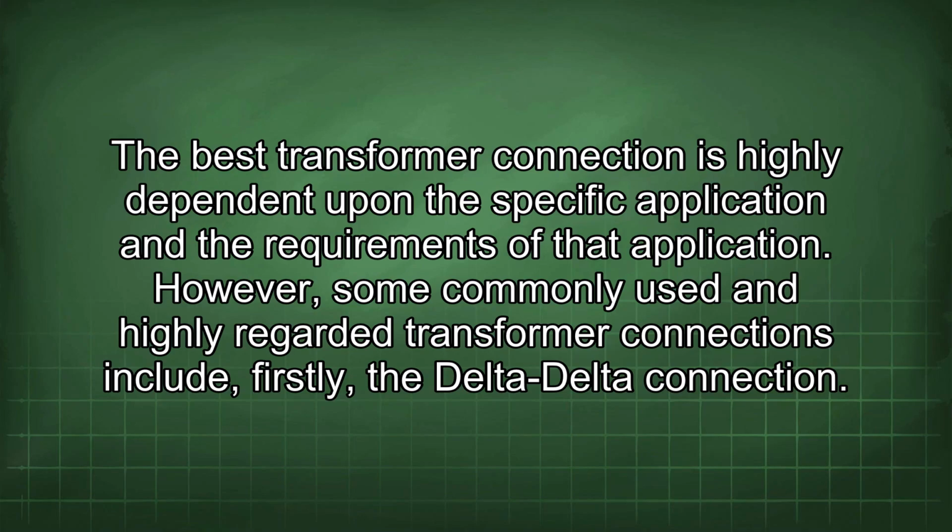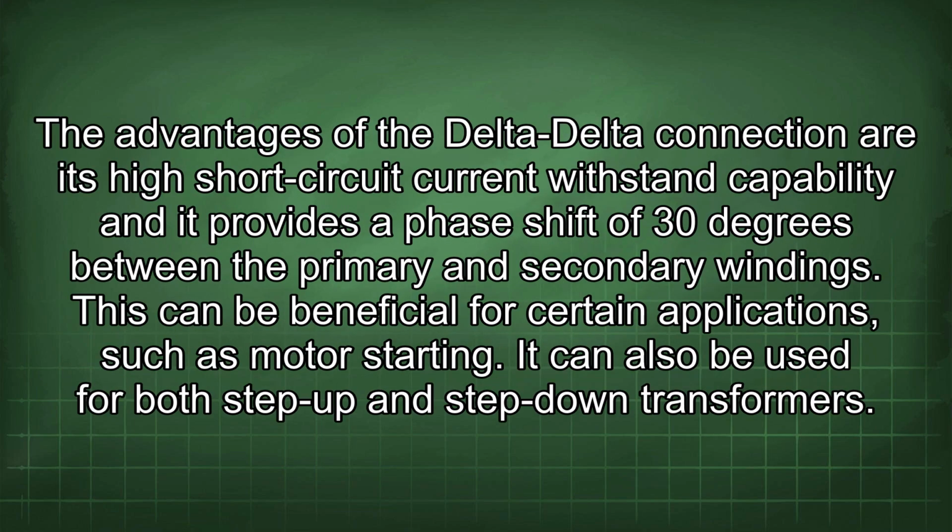The best transformer connection is highly dependent upon the specific application and the requirements of that application. However, some commonly used and highly regarded transformer connections include, firstly, the delta-delta connection. The advantages of the delta-delta connection are its high short-circuit current withstand capability, and it provides a phase shift of 30 degrees between the primary and secondary windings.